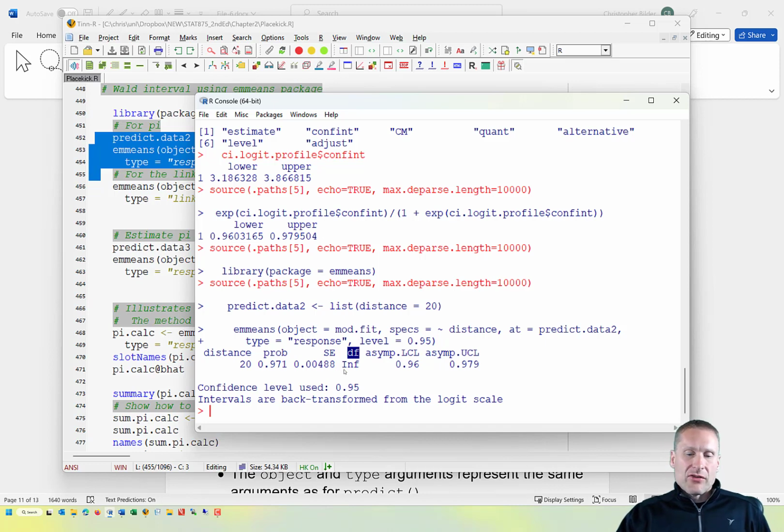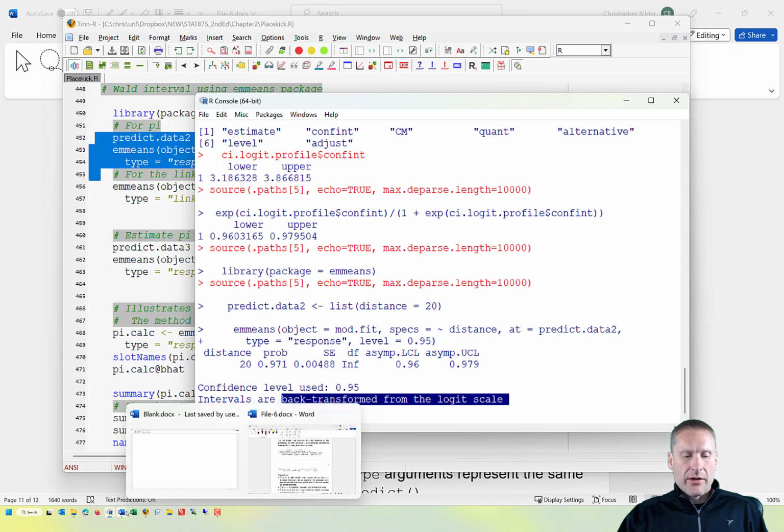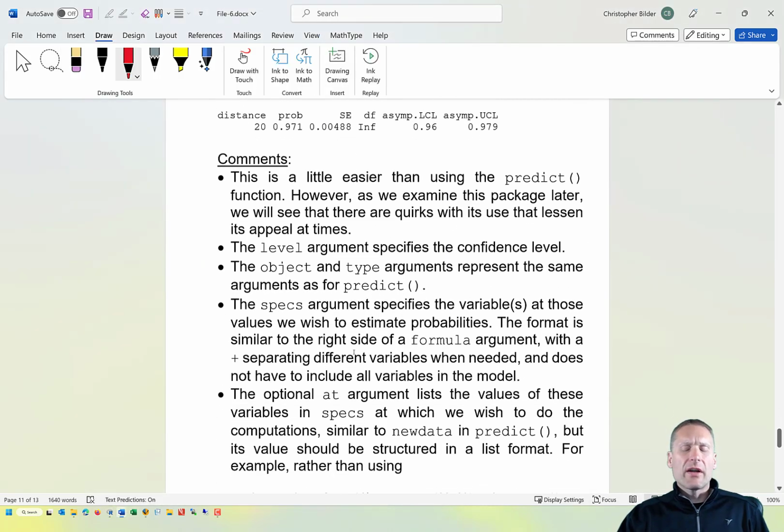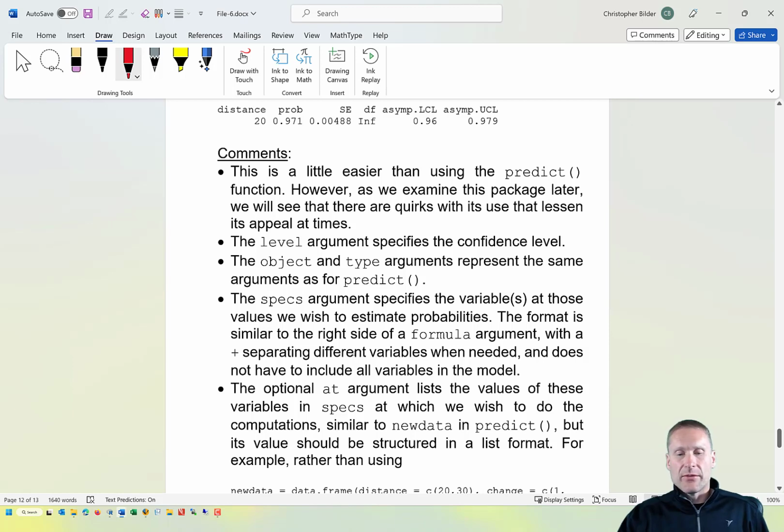We see some other calculations here as well. And what we end up with is exactly the same Wald confidence interval that we had before with the predict function. It does the correct transformation that we need. And that's what all this text here means: back transform from the logit scale. So it finds a confidence interval for the logit of pi first, or beta 0 plus beta 1 times 20 first. And then it uses that transformation to find a confidence interval for pi itself. Okay, let me come back over here to Word. So it's fairly easy to use in this particular situation.